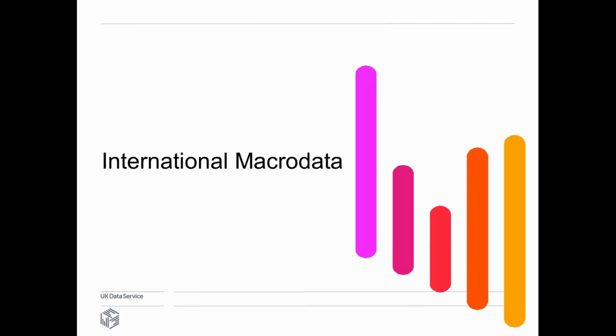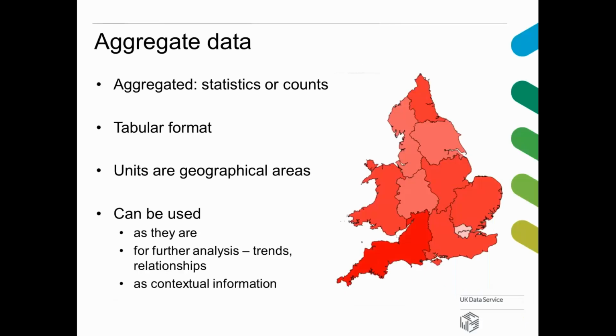Okay, so let's move on to a different type of data. So we focused on microdata, so that's data at the individual level. And hopefully we've given you an idea of the wide range of data that we hold and what you could do with it. So let's have a look at some of the aggregate data or macro data sources that we have. Now these are different in nature, so they generally consist of statistics or counts. They come generally in tabular format, and the units are geographical areas.